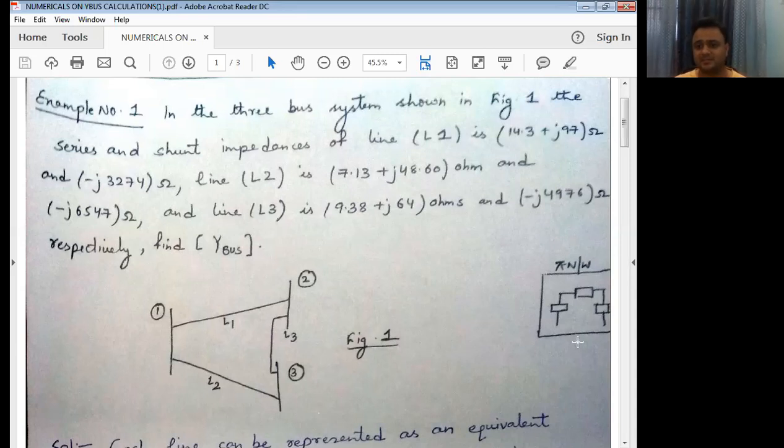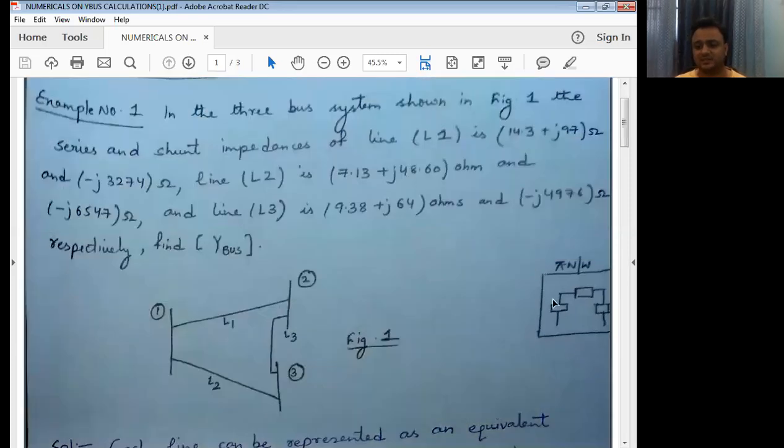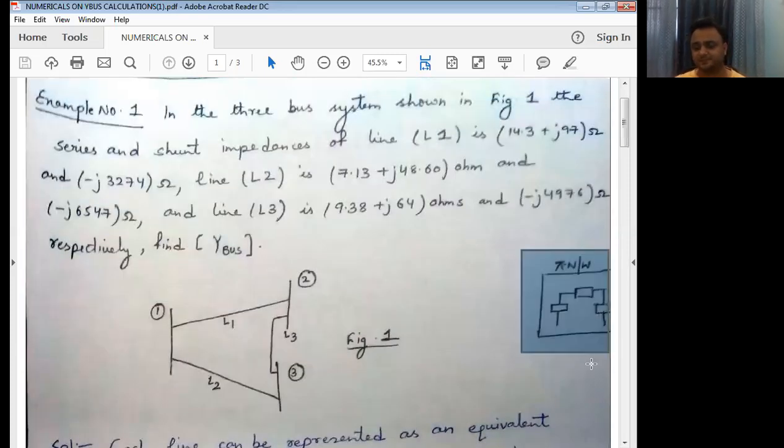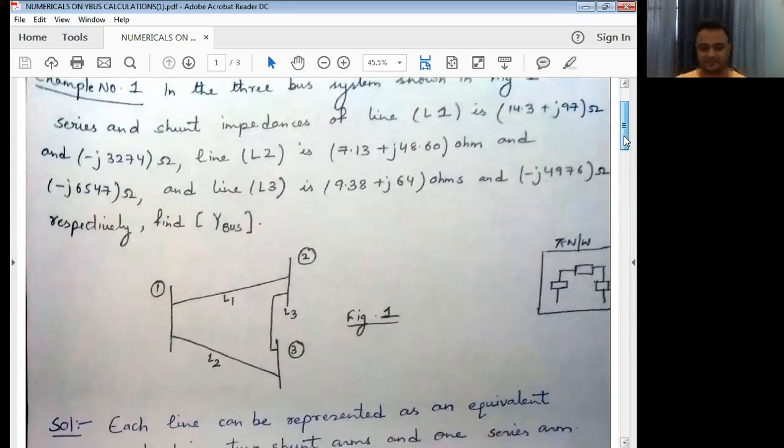So pi representation looks like this. In this format we can say that it is a pi representation. Here two arms are shunt and between them is the series admittance. Okay, two arms are shunt and between them is the series admittance. Shunt and series admittance, this is the pi representation. So all the three lines have to be converted into equivalent pi networks.